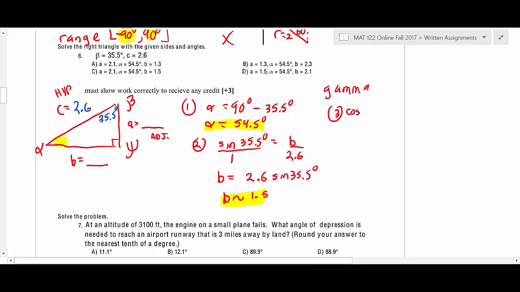So I'm going to do this problem like this. I'm going to say cosine, again, of that angle. Okay, so I'm going to have cosine of 35.5 degrees is the side adjacent, which is A, over the hypotenuse, which is 2.6. If you put that over 1, you can cross multiply and do the same thing. So that's A equals 2.6 cosine 35.5 degrees. Okay, then crunch that out.